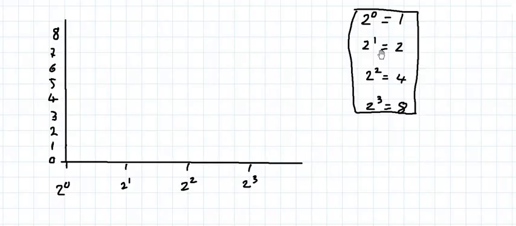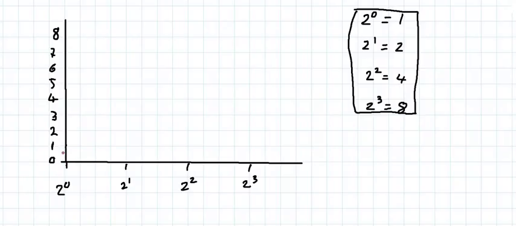Over here we have our data table, and here is the graph. On the x-axis we're going to plot 2 to the power of 0, 1, 2 and 3, and on the y-axis we're going to plot the result. 2 to the power of 0 is 1, of course, 2 to the power of 1 is naturally just the number 2, 2 squared is 2 times 2, which is 4, and 2 cubed is 2 times 2 times 2, which is 8.